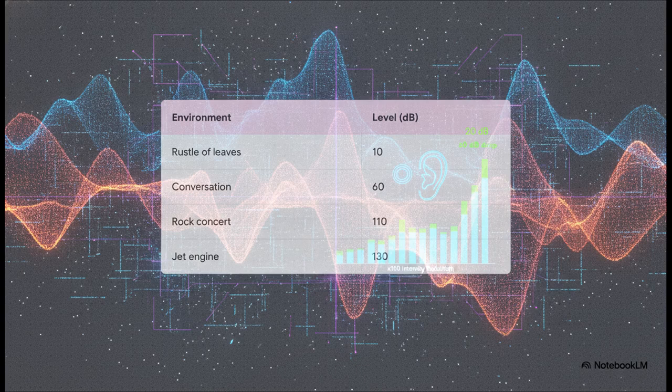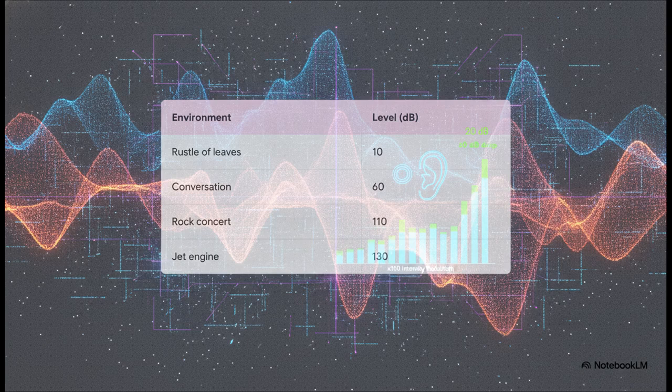The numbers would just be way too big. Instead, we use the logarithmic decibel scale. Basically, every time you increase the sound intensity by a factor of 10, you simply add 10 decibels to the sound level. And this brilliantly illustrates how ear protection works.